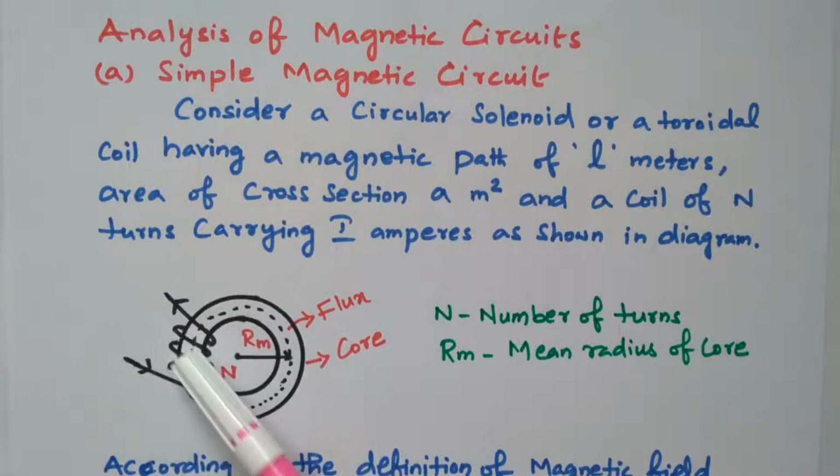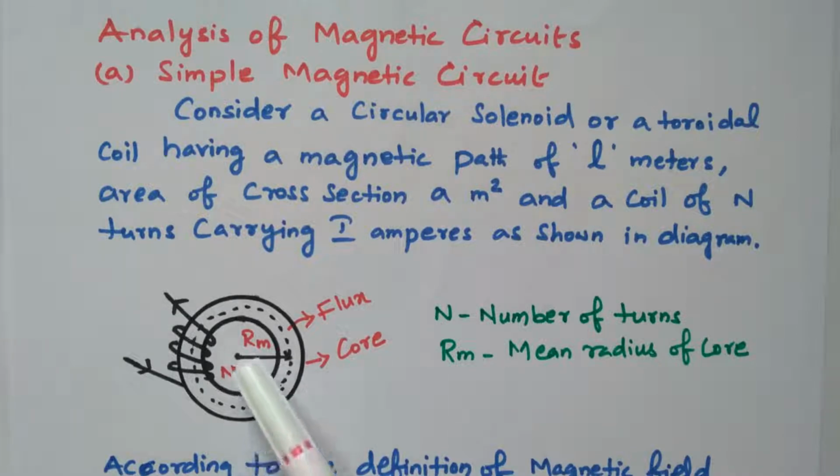Here we have N number of coils, and the current I is flowing through this coil. Due to the current, flux is produced that follows this circular path. This dotted line is nothing but the flux. Due to the circular core, the flux also follows the circular path. So this is the core. This radius is the mean radius of the core, because it is measured at the center. The internal radius is the inner one and the external radius is the outer one, but here we measure at the center, so it is the mean radius.